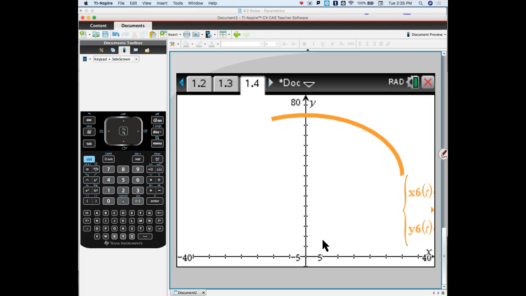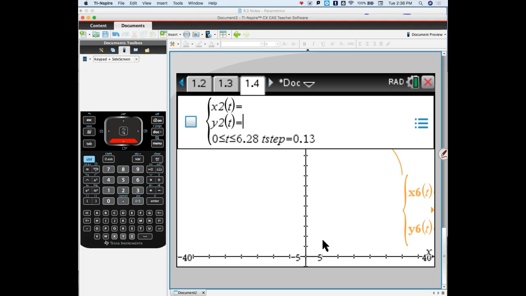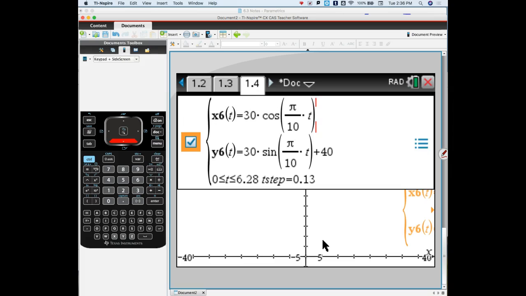Uh-oh. Why don't I see a full circle? What do I got to adjust? It's my T's, right? Not my T step, but what my T's are. This is only going 6.28 seconds. How long does it take me to get all the way around? 20. So that 6.28 has got to be a 20 in there.